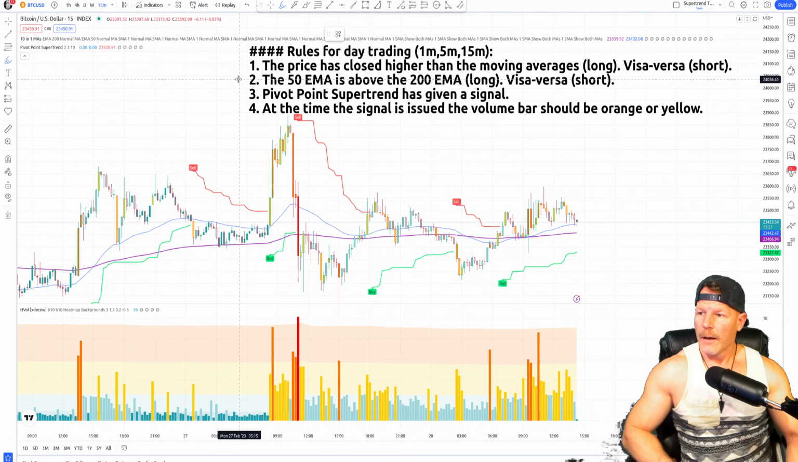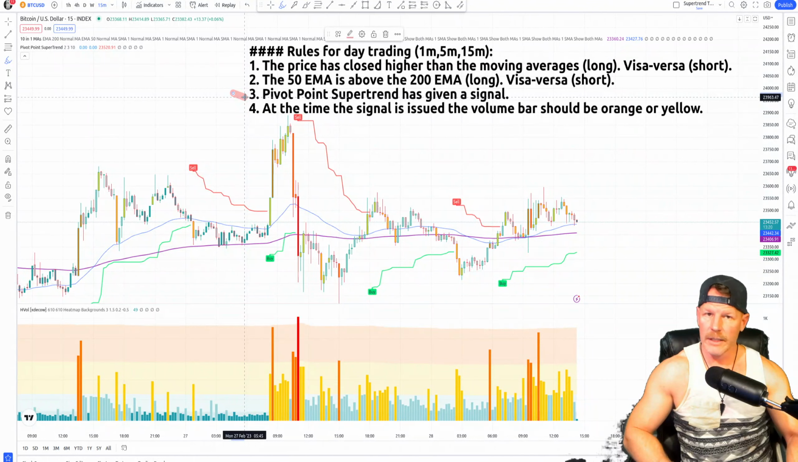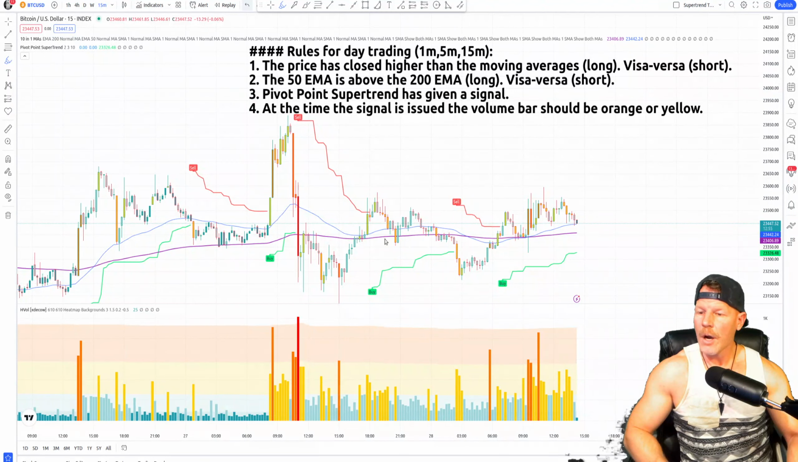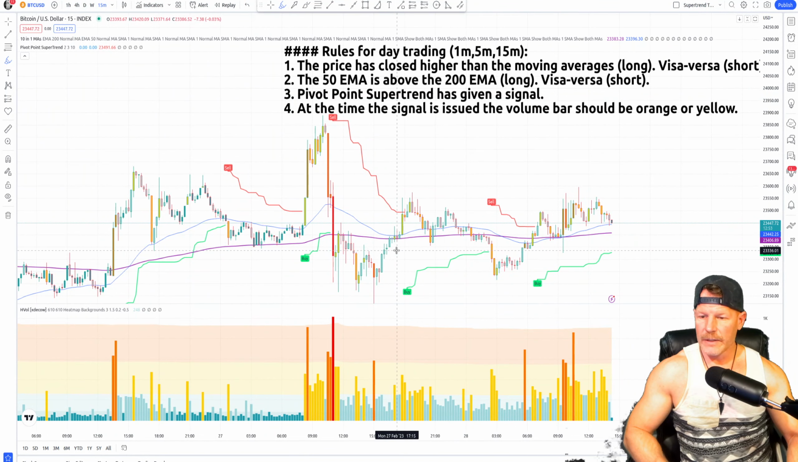Number 3, we want to make sure the pivot point supertrend has given us a buy or sell signal, depending on which direction you are trading. And number 4, at the time the signal is issued, you have to make sure the volume bar is orange or yellow. We want it in a medium volume range, not low volume, not high volume. We want it right there in a good, healthy volume range. So now let's take a look at some of these examples.